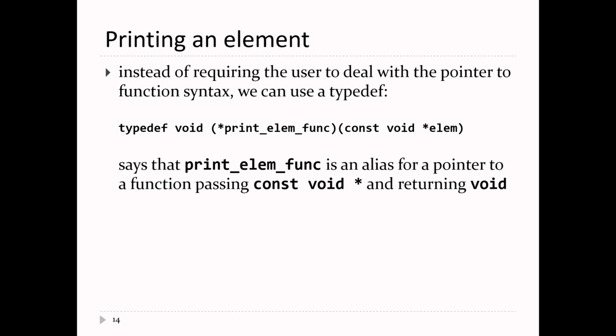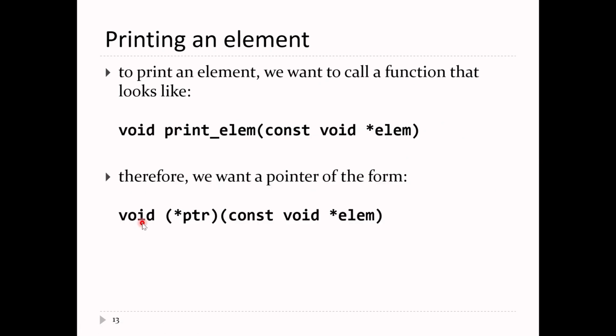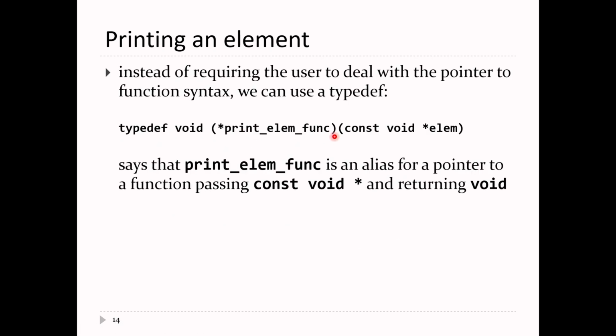So now someone can write print elem func, some pointer name, say p, equals whatever their printing function is called. They don't have to write void star p const void star elem equals the pointer to their function. They can just write that, which is a lot easier to read and understand. So this is one of the cases where writing a typedef is actually useful.